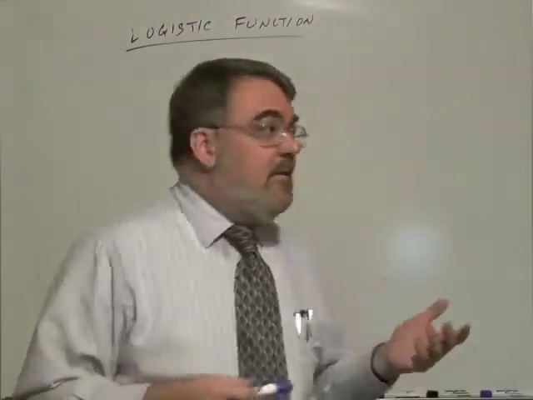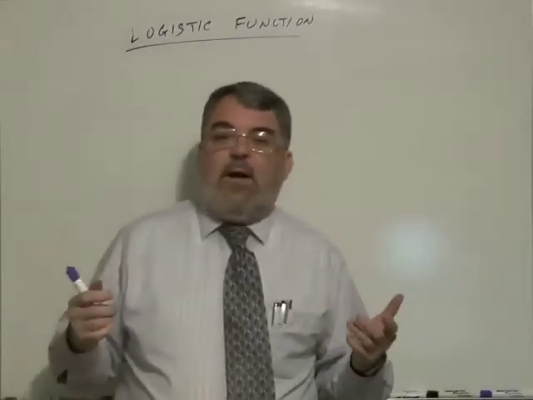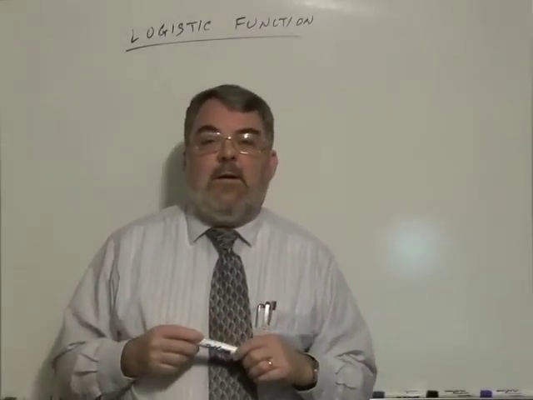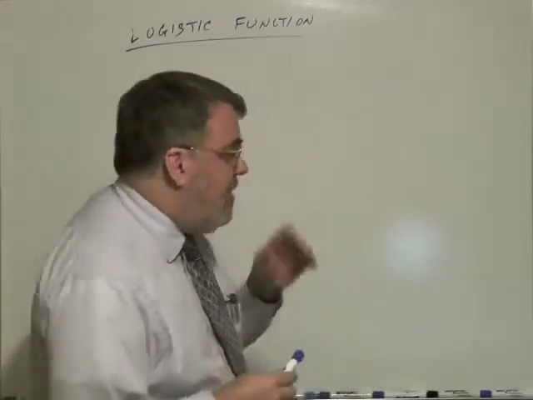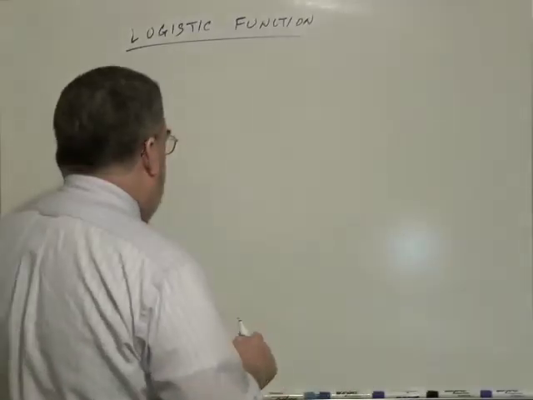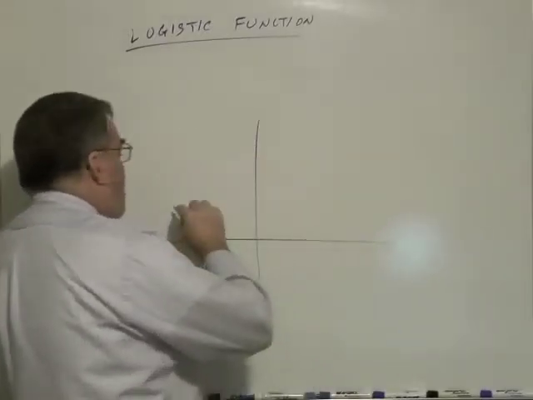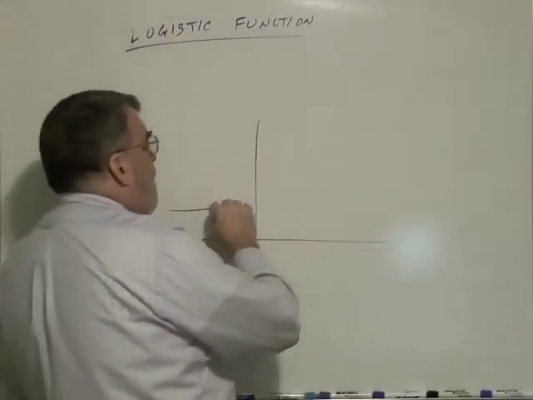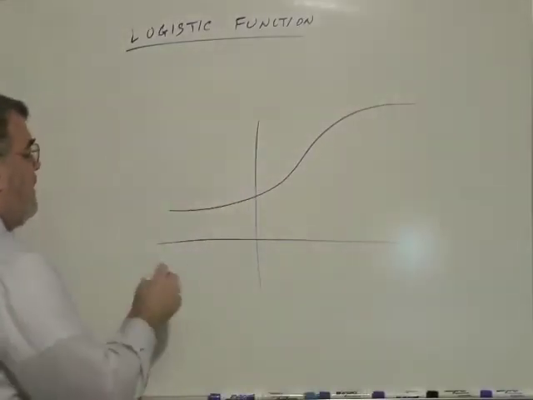But the logistic function was named around 1845 by a Frenchman, Pierre Verhulst, I believe is his name. And it results in an S-shaped curve, sometimes called a sigmoid. And so here's an example of a logistic function.